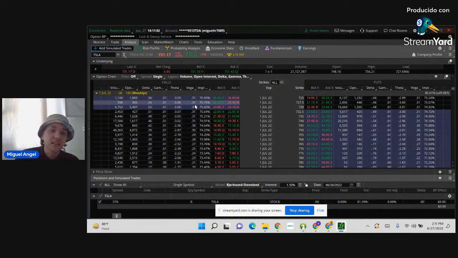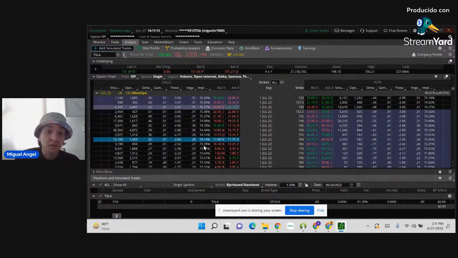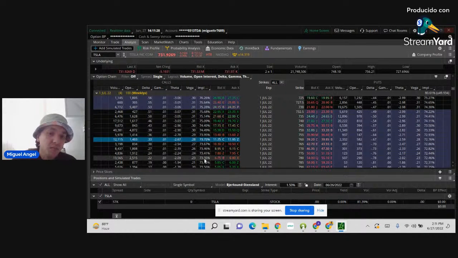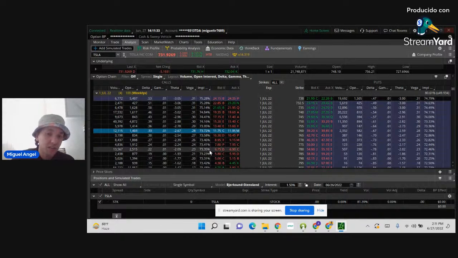Excellent. So every single time I'm analyzing Tesla, I click here on Analyze. And personally, what I have is the implied volatility, which is here, this vertical line. In case you don't know what implied volatility is, basically it's how much they're expecting. And when I say them, I refer to the institutions.